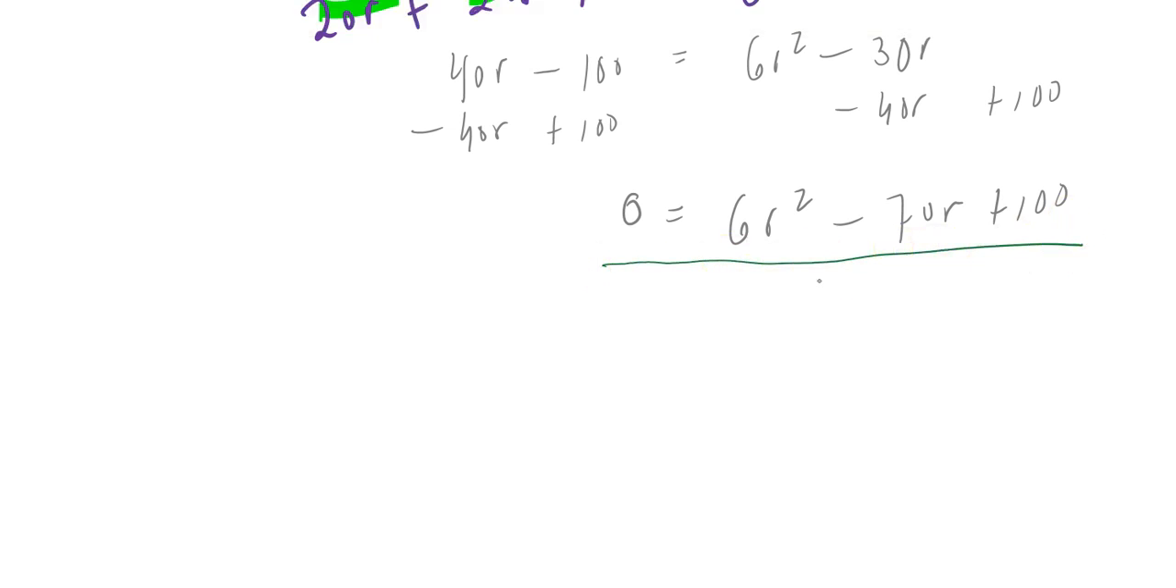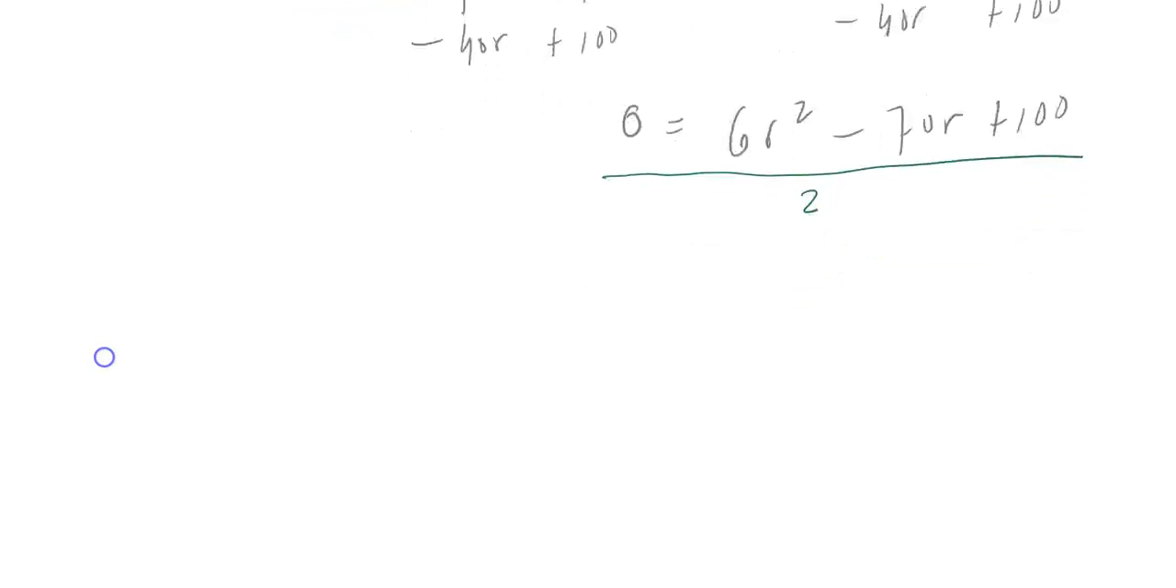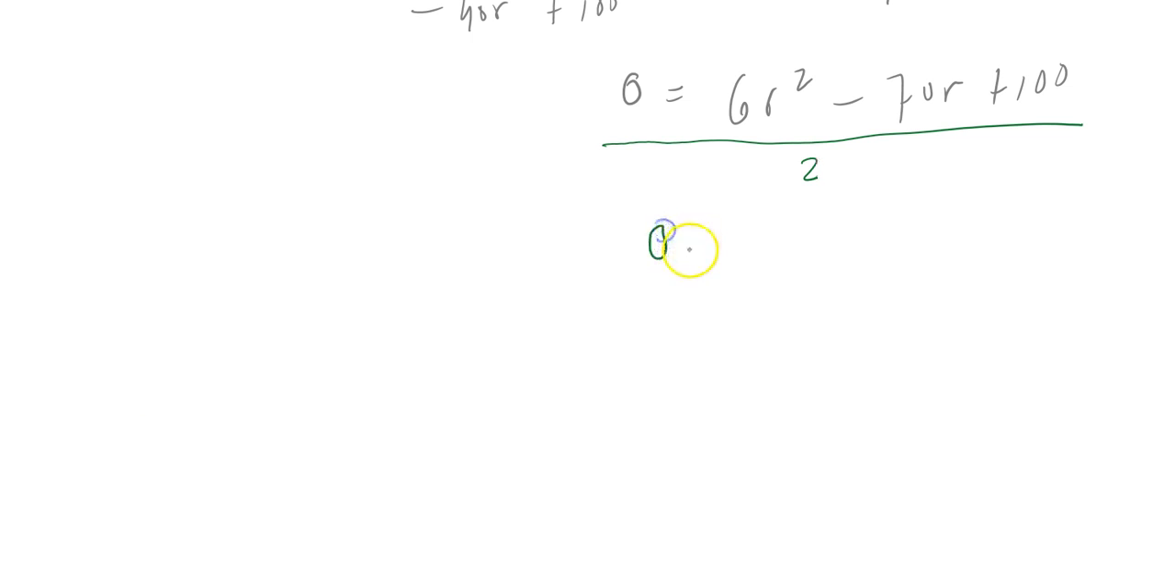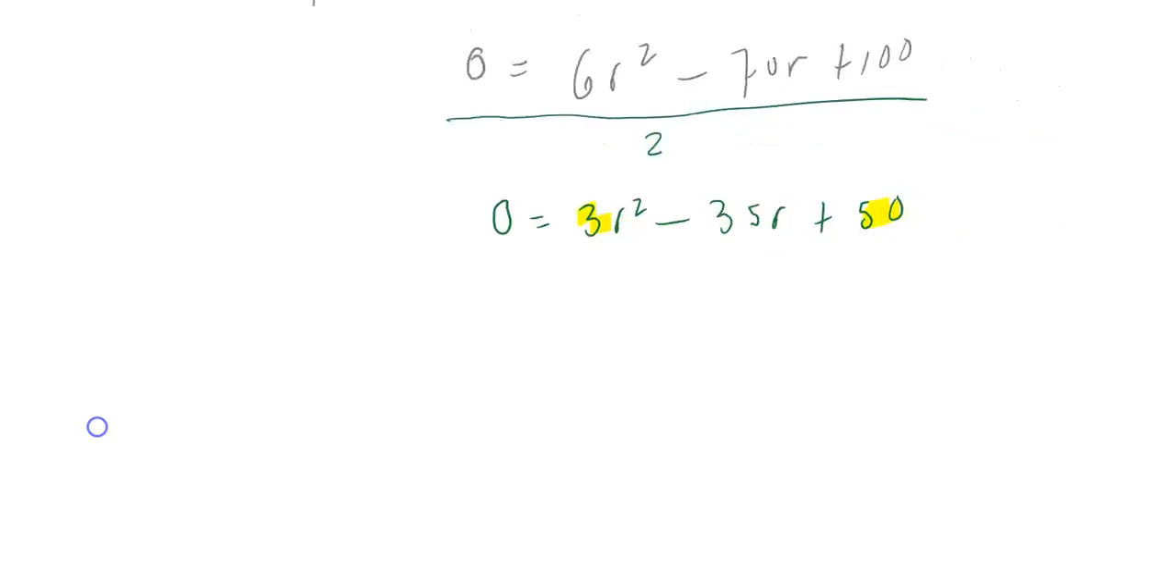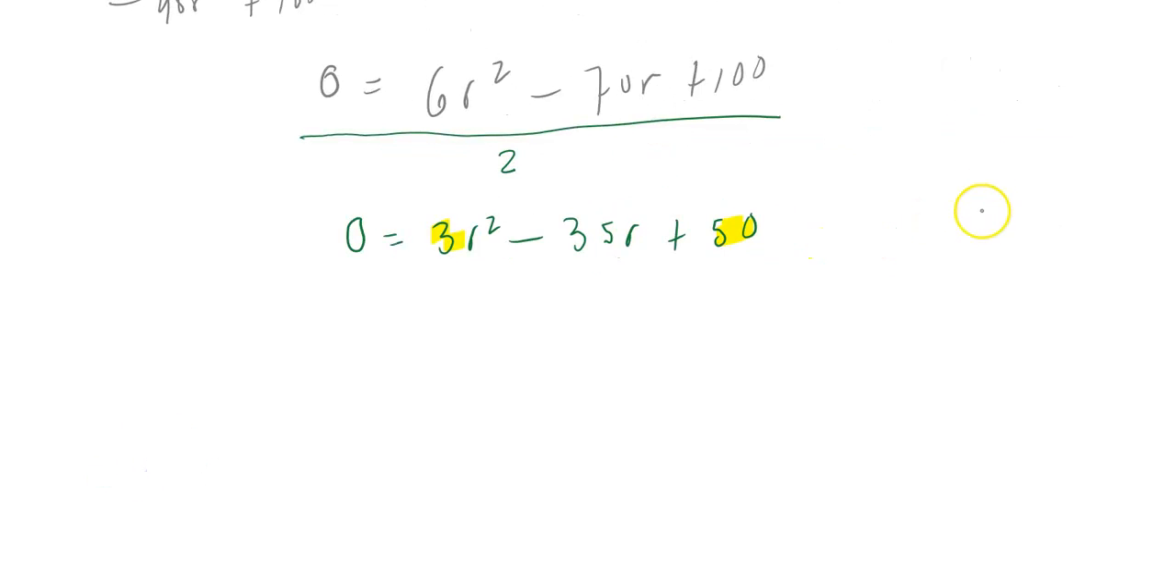Let's go ahead and divide everything by 2, make it more manageable. 0 equals 3r squared minus 35r plus 50. So we need to find factors of 150r squared. Do that side work over here. Factors of 150r squared that will sum to negative 35.